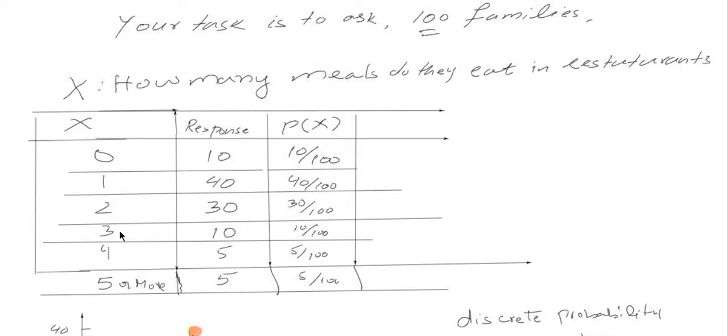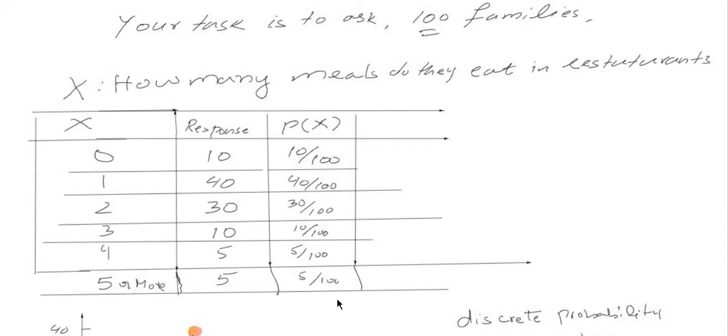only 10 families say that they eat three meals in a restaurant during a week, and five families out of 100 say that they eat four meals in a restaurant, and similarly five families out of 100 say that they eat five or more meals in the restaurant. So these are the random variable, and 0, 1, 2, 3, 4, 5 or more are different values that a random variable can take, and these are the probabilities associated with the random variable.